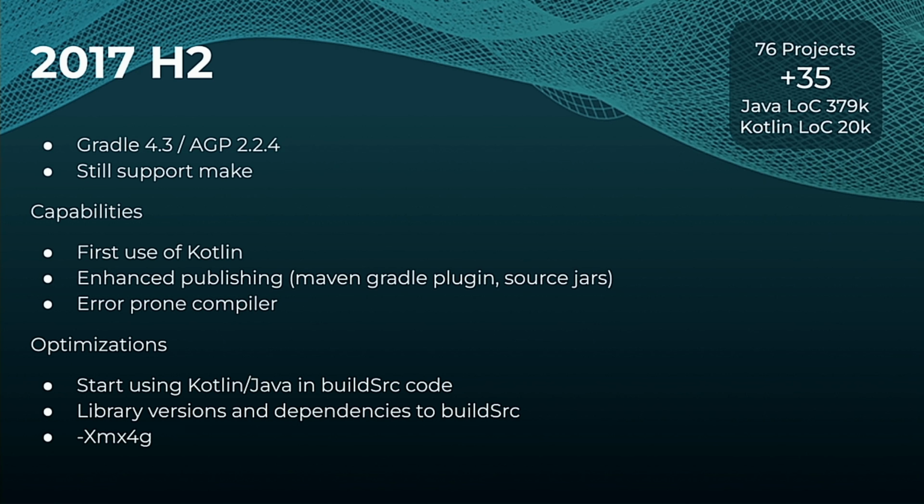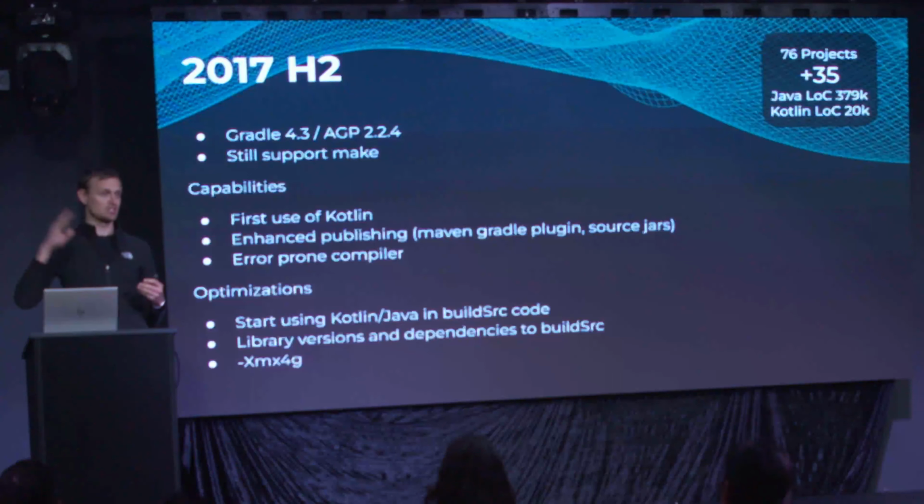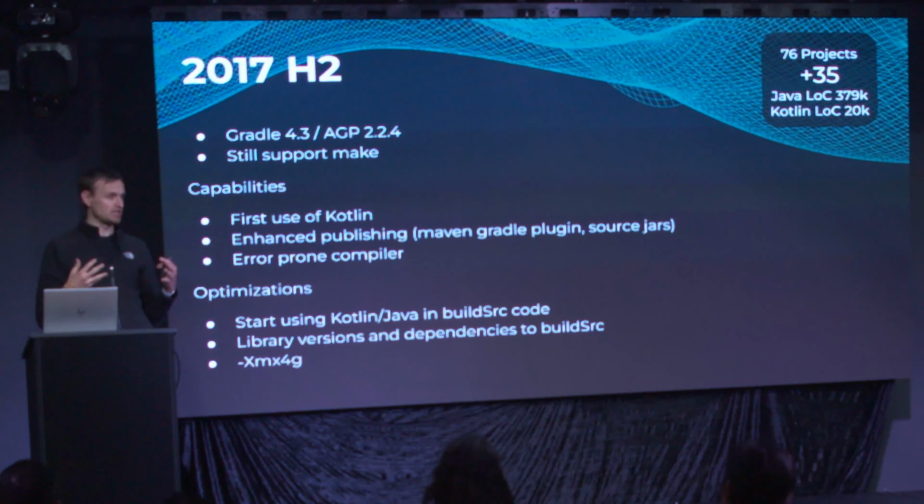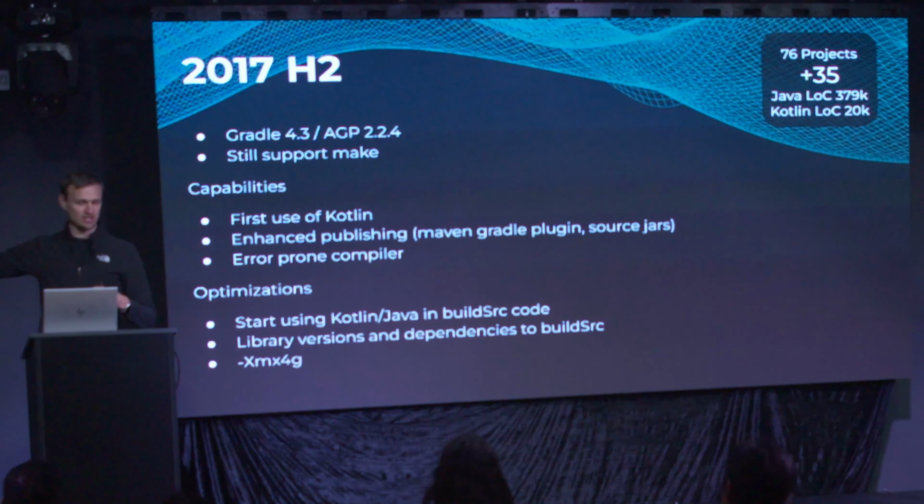This is the first time we added Kotlin. Again, doesn't help the build speeds. We started really working on the Maven plugin, enhancing it, making sure we ship our sources. We started doing static analysis with Error Prone. So all of this is slowing us down a little bit, right? And then we also start asking, what can we do to improve?